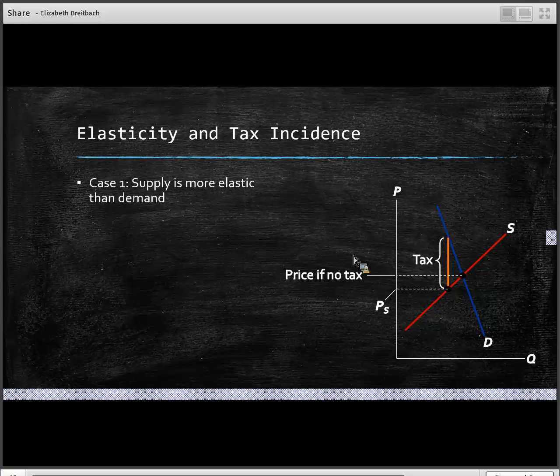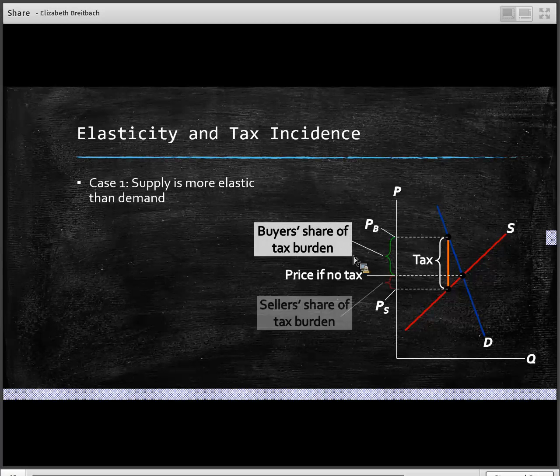What about the price that buyers pay? Well, buyers aren't price sensitive. Buyers aren't going to leave the market if the price increases, and so they're going to pay more of the tax. So the more elastic supply is, the less of the tax that sellers will pay. Buyers have more inelastic demand, and so they pay more of the tax. So when we have elastic supply and inelastic demand, the inelastic side pays more.